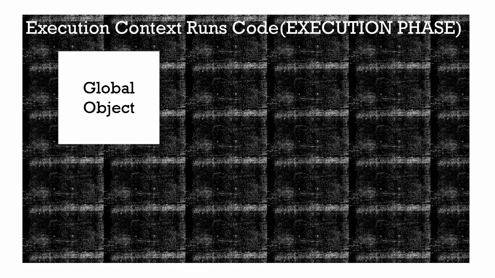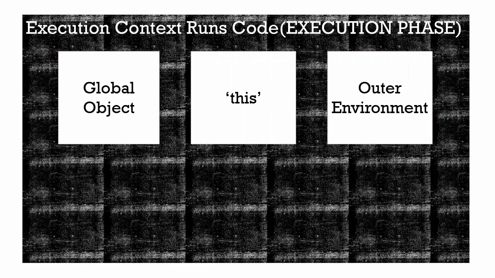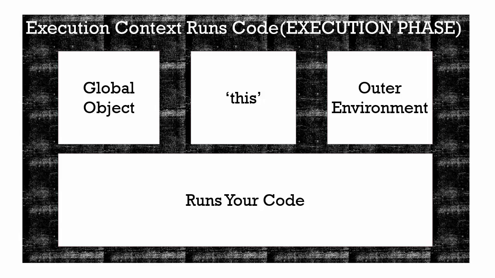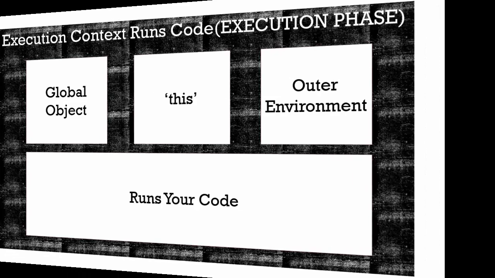In the execution phase, we already have all those things set up that we had before, and now it runs your code, the code you've written, line by line, interpreting it, converting it, compiling it, executing it on the computer into something the computer can understand. And it runs your code line by line.